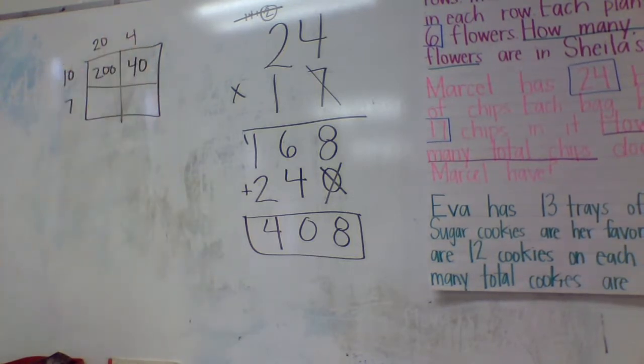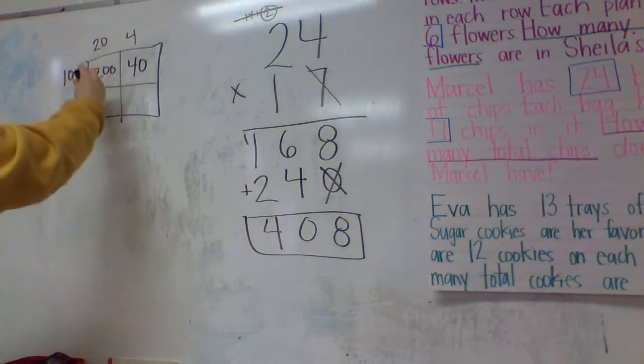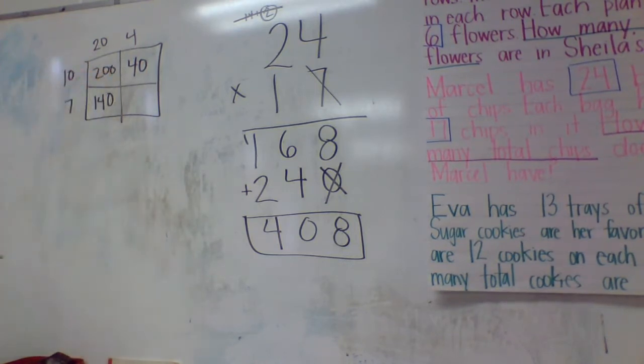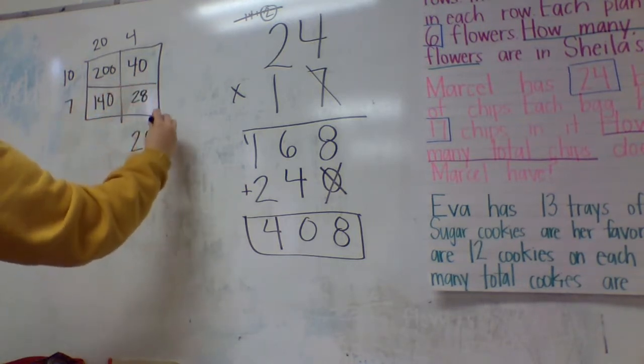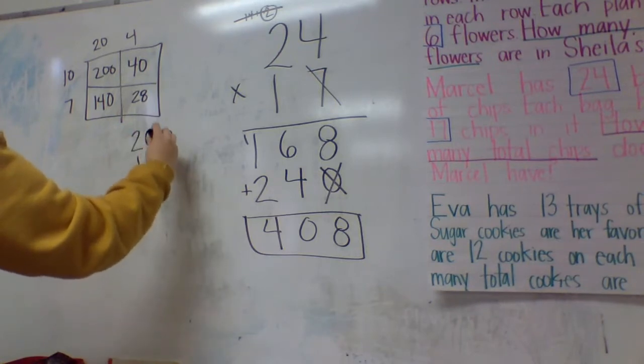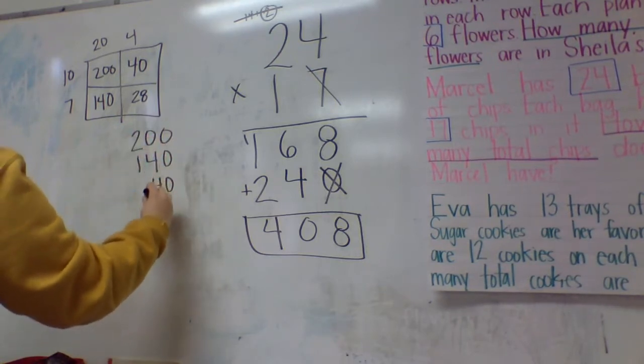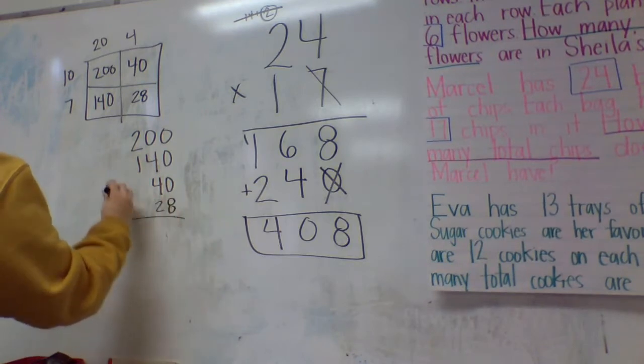4 times 10 is 40. 7 times 2 is 14 plus a 0. So 7 times 20 is 140. 7 times 4 is 28. So I'm going to come down 200. Remember, I always add greatest to least, just so I keep my place values lined up.